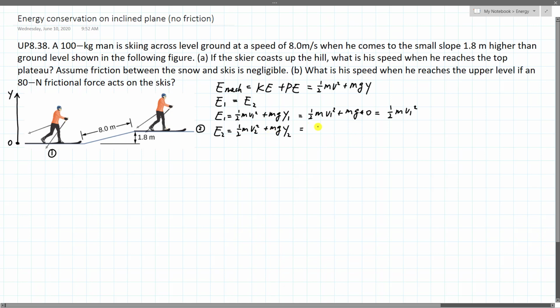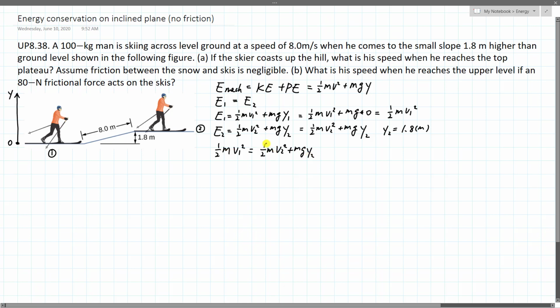So now that he's up here, he has a different speed and a different height. We know that y2 is equal to 1.8. Okay, so equating the energy, we can say that this equals this whole thing. So 1/2 mv1 squared is equal to 1/2 mv2 squared plus mgy2.